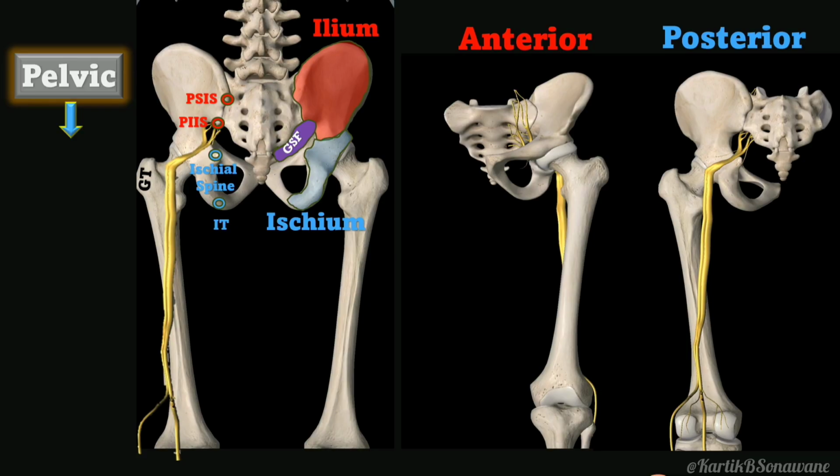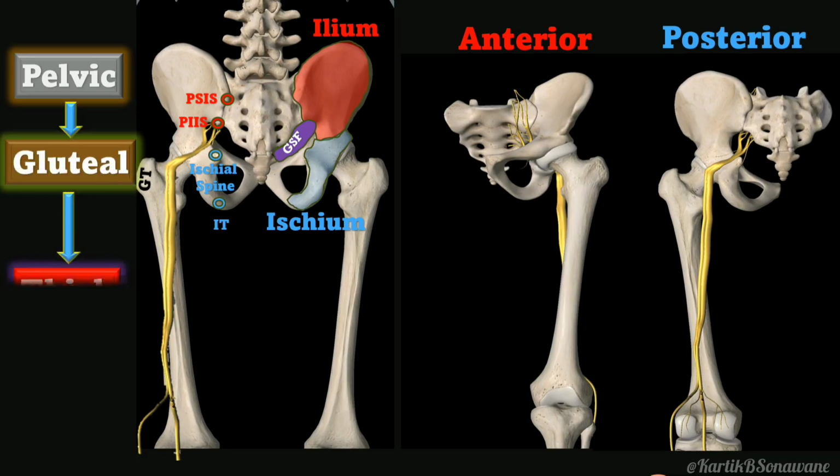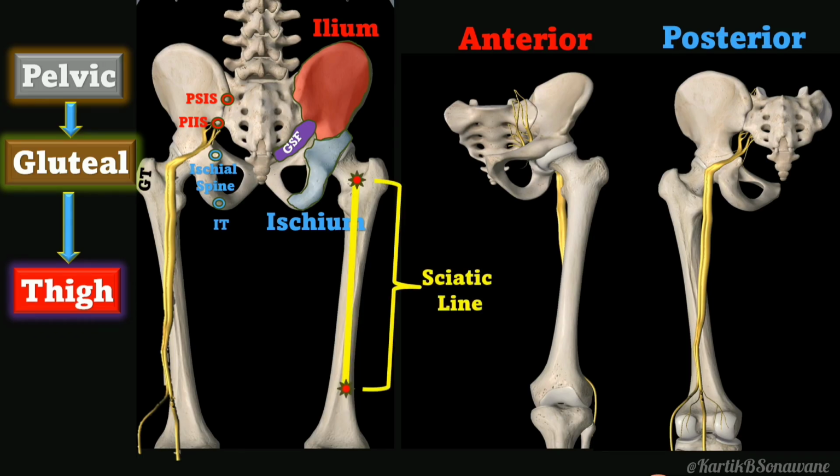At the midpoint between the greater trochanter and ischial tuberosity, it runs vertically and enters the posterior thigh. The line connecting this midpoint to the apex of the popliteal fossa is called the sciatic line. Anteriorly, the sciatic nerve is related to the neck of the femur and lesser trochanter, which are targets for the anterior approaches, whereas posteriorly it becomes accessible via various posterior approaches.